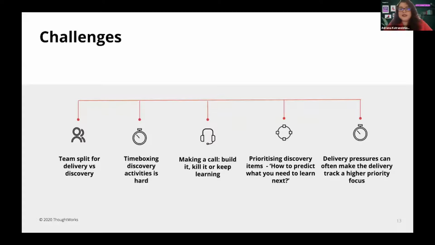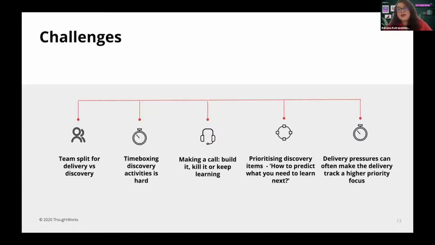That leads me to another challenge, and that's probably the biggest challenge that we experienced: making a call at the end of the day, whether you build something, or you kill it, or you keep learning about it. I'm going to come back to that call and how we managed it, but essentially not everything from your discovery track will eventually end up in your development, and it shouldn't. Sometimes you find that there are items that you learned about, you explored, but you'd like to park for the time being because it doesn't align with the organizational priorities, or maybe it's deemed less valuable.